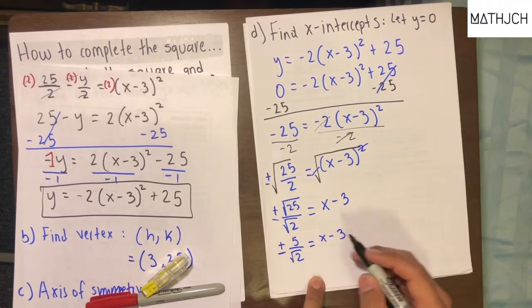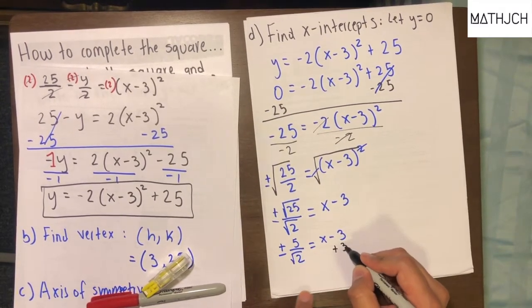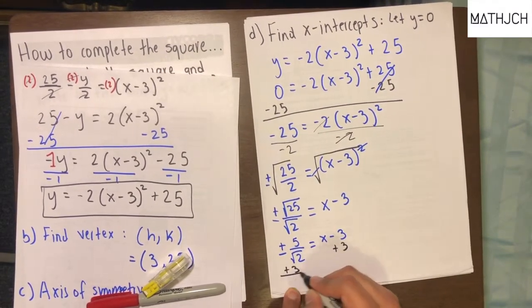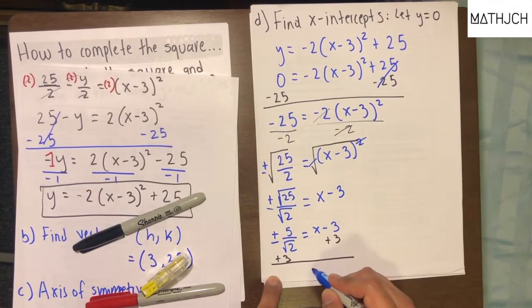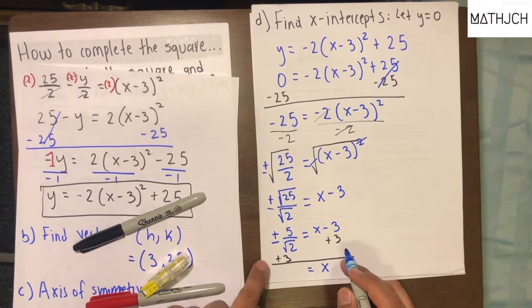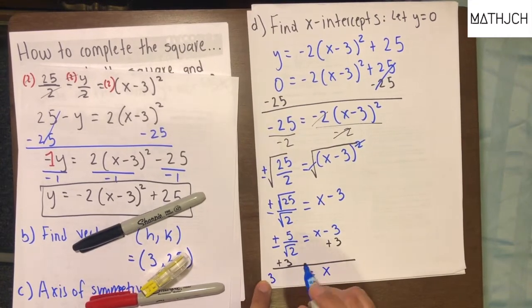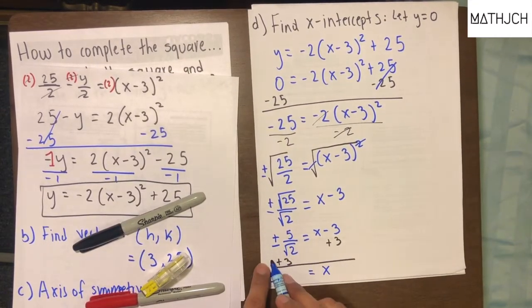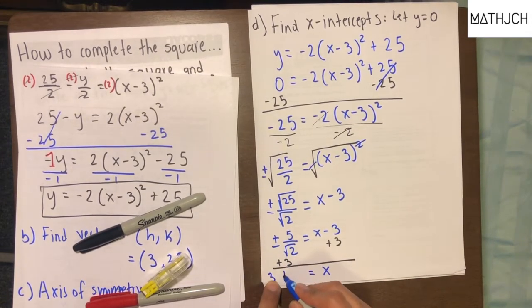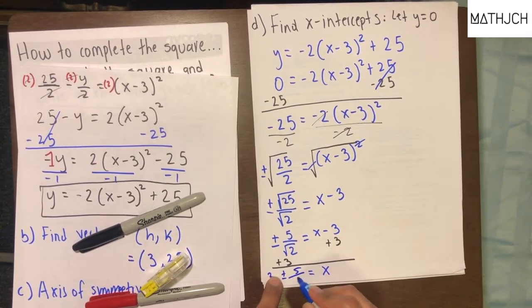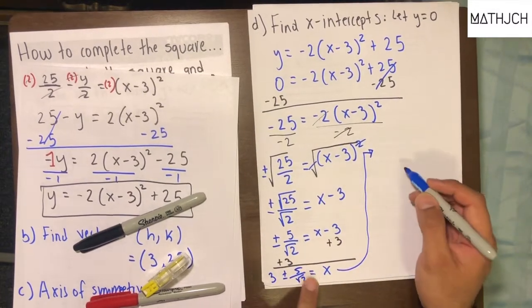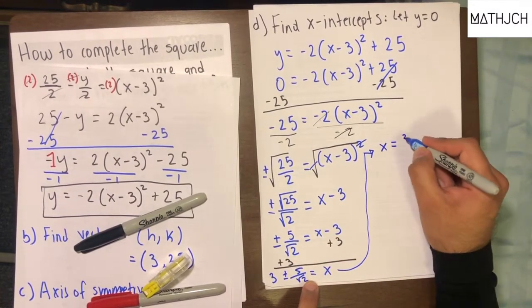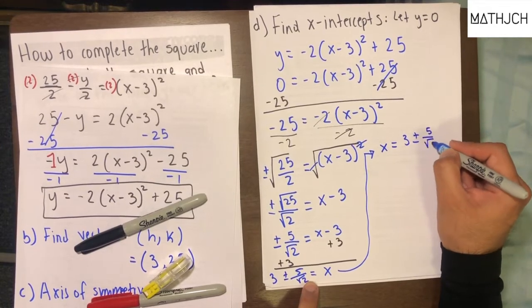Now to solve for x, we are just left with one step, which is to move the -3 to the other side. So it's negative, so we do plus 3. So we are left with x equals 3. Remember to write the number that you move first, and then the plus or the minus, right? Which is 5 square root of 2. Let me rewrite it here so you could see. We have x equals 3 plus or minus 5 square root of 2.